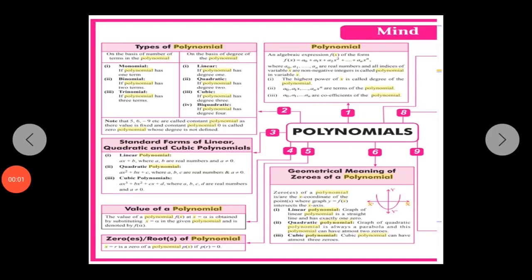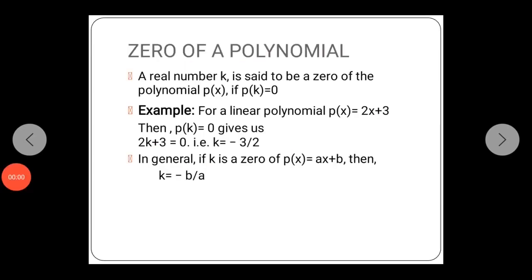Till now we discussed 5 key points out of a total of 9, and the discussed key points are the polynomial, types of a polynomial, standard form of a linear, quadratic and cubic polynomial, and value of a polynomial. Only zeros and roots of a polynomial is left. These 5 key points are of your class 9th, and I discussed 4 out of these 5. Just after this we will discuss the rest of the 9 points.